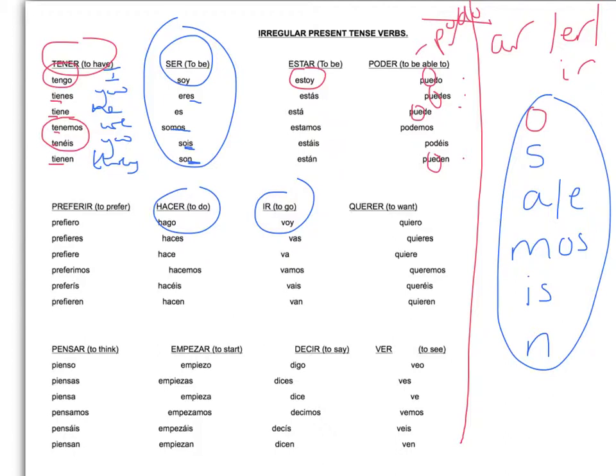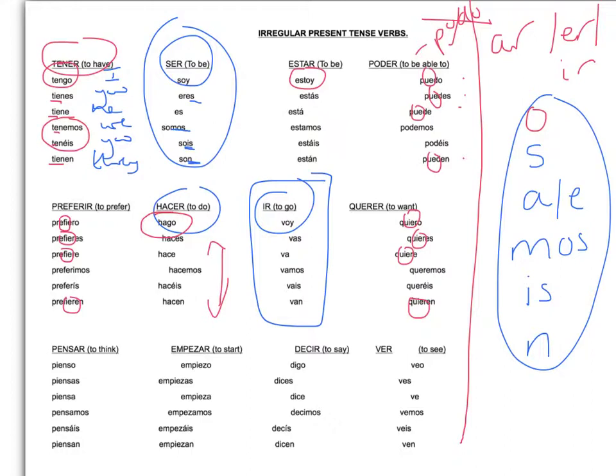Right, moving on then. Preferir, again, is only slightly irregular with a slight spelling change. Hacer, only irregular in the first person. After that, it does exactly what you'd expect of an ER verb. Ir is one of these ones that's just completely weird and random. I'm afraid it's just a case of learning it. But again, we have used it quite a lot, so you should be used to it. Querer is just one of these slight spelling changes. Pensar, again, just another one with slight spelling changes.